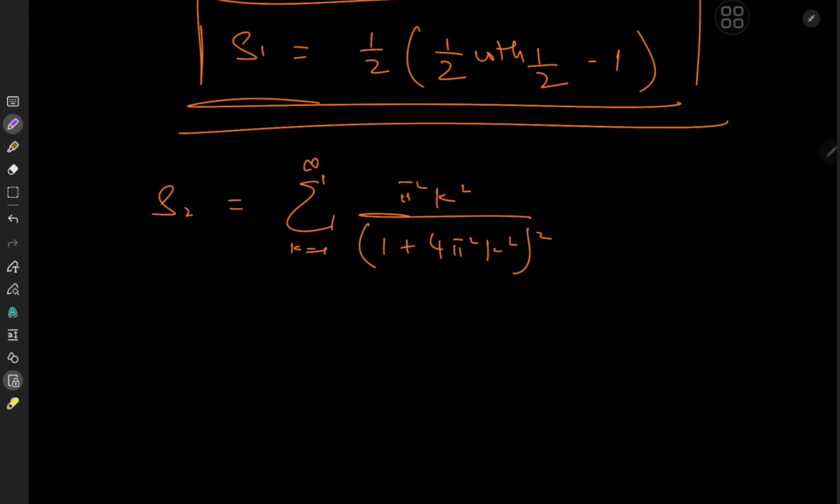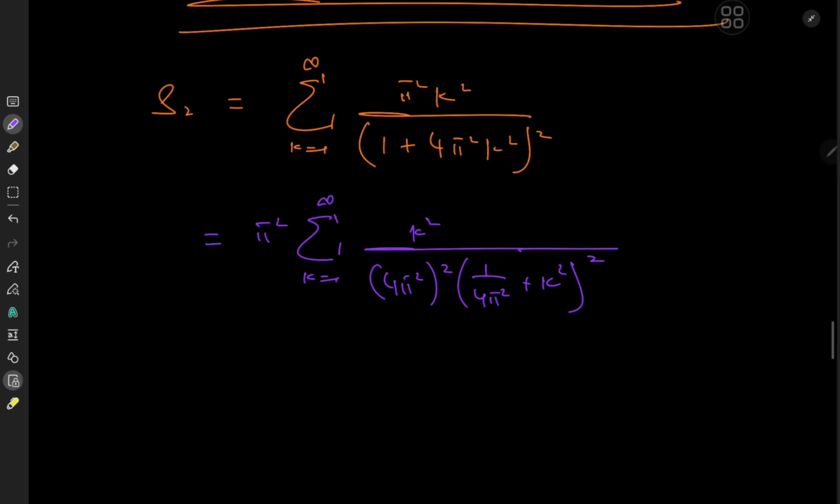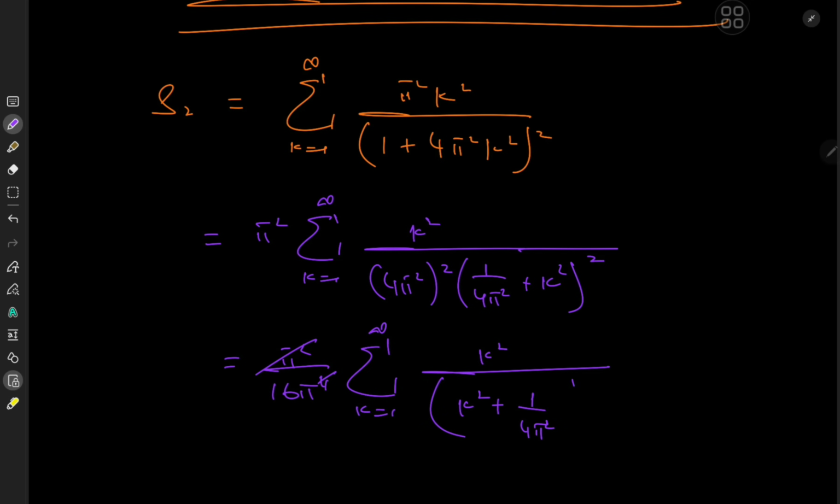Now s sub 2 looks to be a bit more tricky, but that's cool. I'll take out the pi squared term, and I have the sum over k from 1 to infinity of k squared over, let's see, 4 pi squared factored out, so that whole thing is squared. I'm left with (1 over 4 pi squared plus k squared) whole thing squared as well. So notice that I will have pi squared over 16 pi to the 4th power outside with some lovely cancellation taking place. And I have the sum over k from 1 to infinity of k squared over (k squared plus 1 over 4 pi squared) squared.